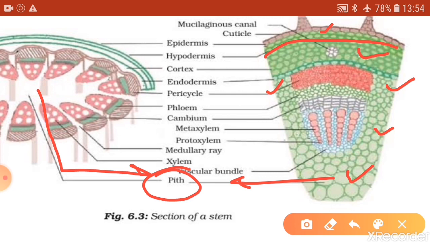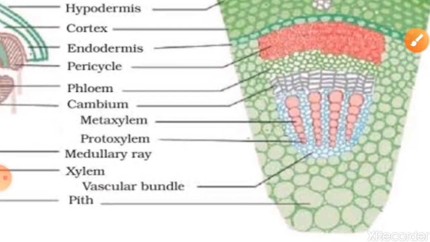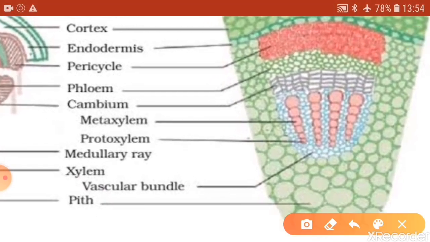Now collenchyma, I've told you, is present in the hypodermis. And where did I tell you about sclerenchyma? Sclerenchyma is present as a bundle just above the vascular bundles, so it's present as a patch above the vascular bundles. Now coming to the vascular bundles, they contain xylem and phloem. So here, this is a vascular bundle.